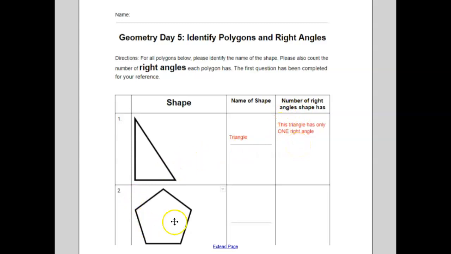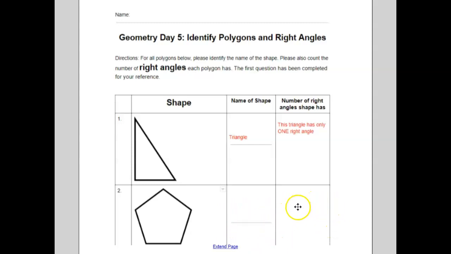Okay, I'm going to let you guys do this one. How many side lengths does this shape have, and what is the name of the shape? Precisely, this is a pentagon because it has 5 sides. So in the name of shape, I would write what? Exactly, pentagon. Then it says the number of right angles the shape has.